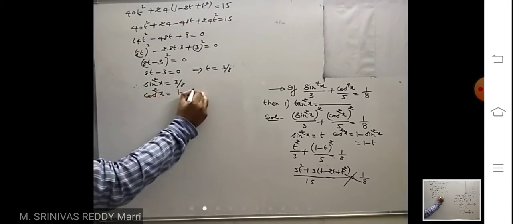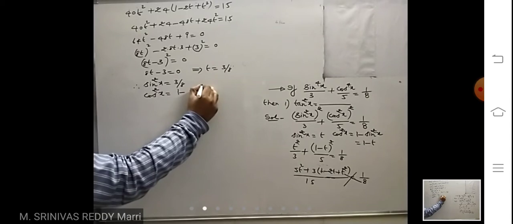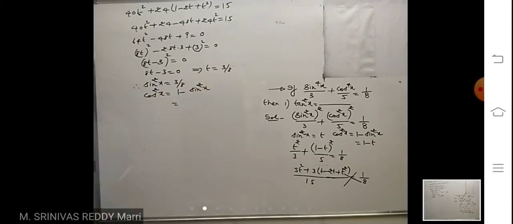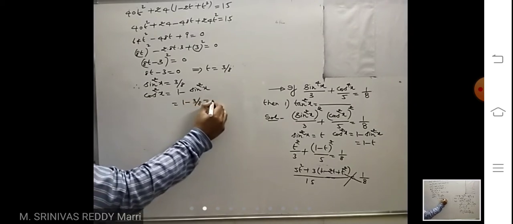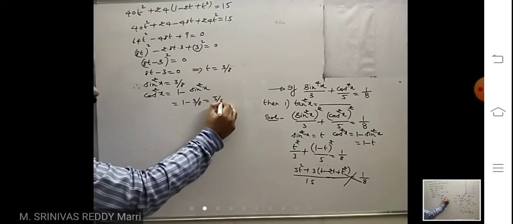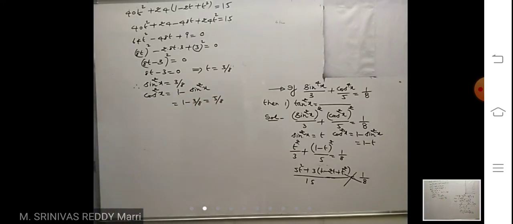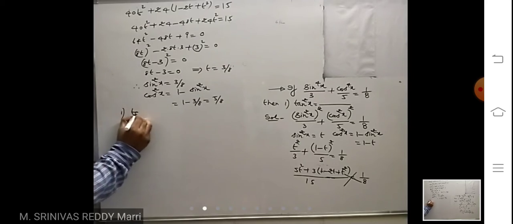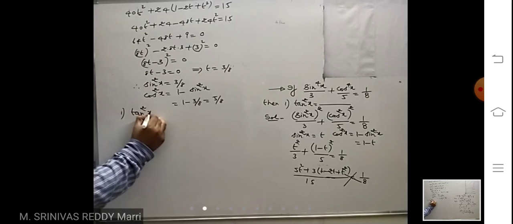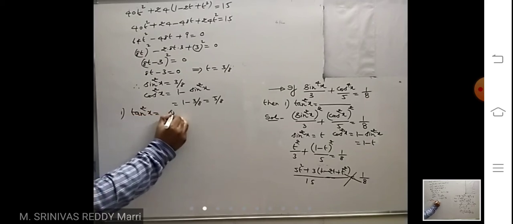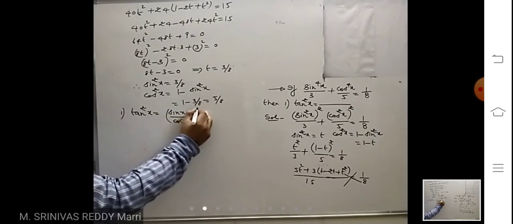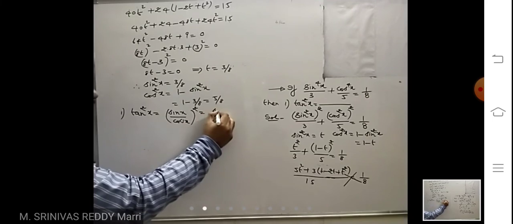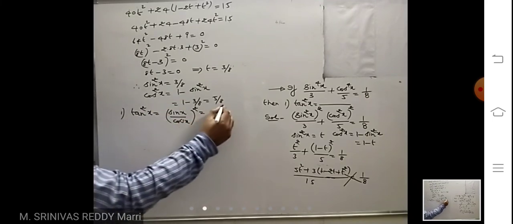Cos square x value is nothing but 1 minus sine square x from the identity. So 1 minus 3 by 8. What is that? 5 by 8. Therefore, you got sine square x and cos square x. Therefore, the first question is asking tan square x. This is nothing but tan x whole square.